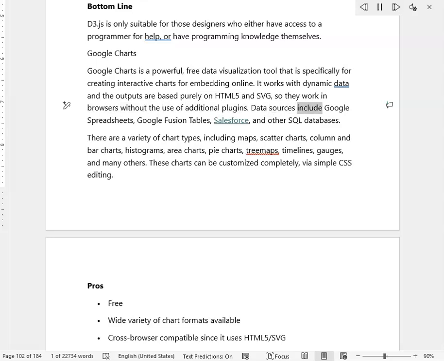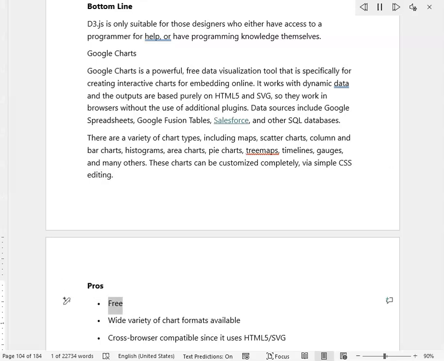Data sources include Google Spreadsheets, Google Fusion Tables, Salesforce, and other SQL databases. There are a variety of chart types, including maps, scatter charts, column and bar charts, histograms, area charts, pie charts, tree maps, timelines, gauges, and many others. These charts can be customized completely via simple CSS editing.